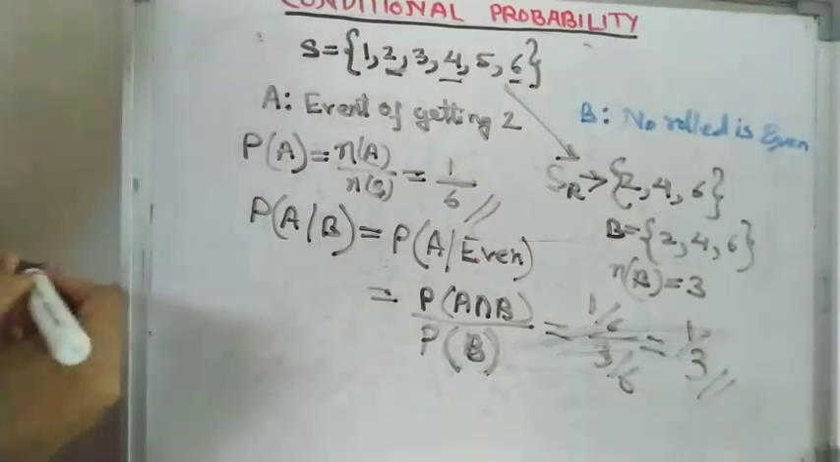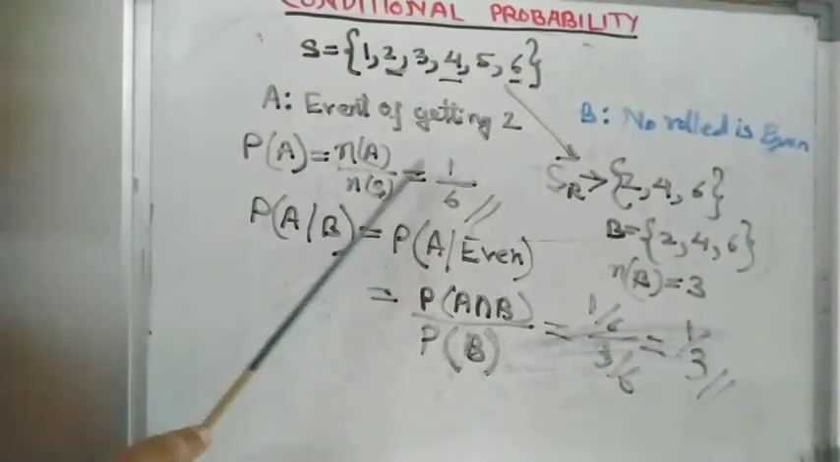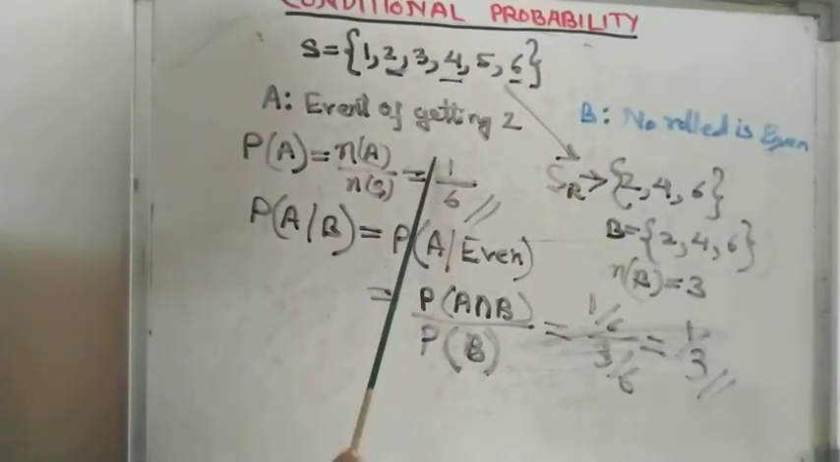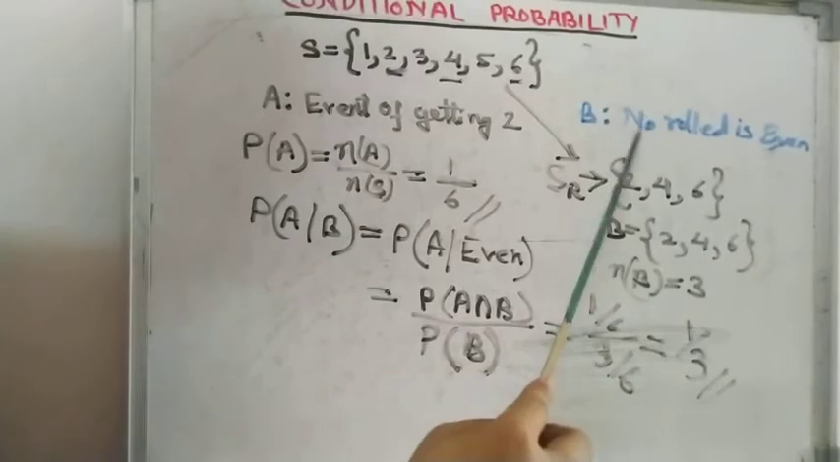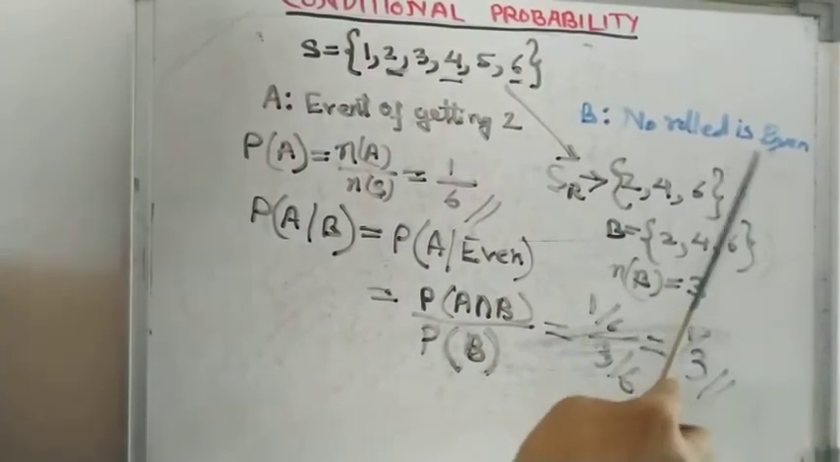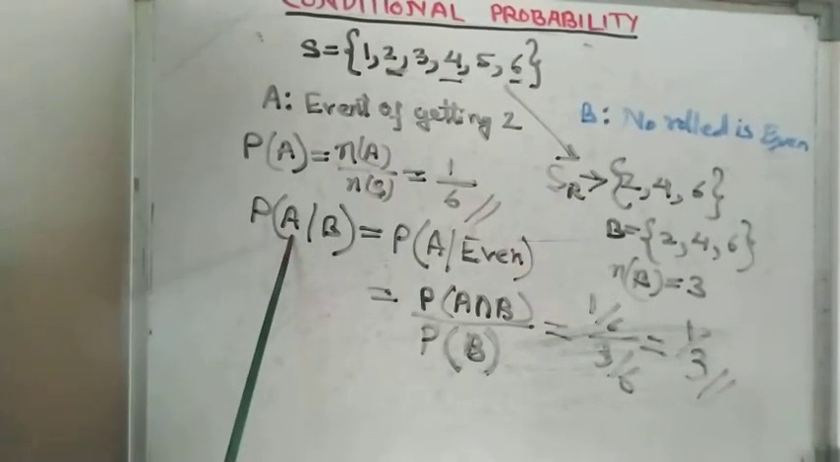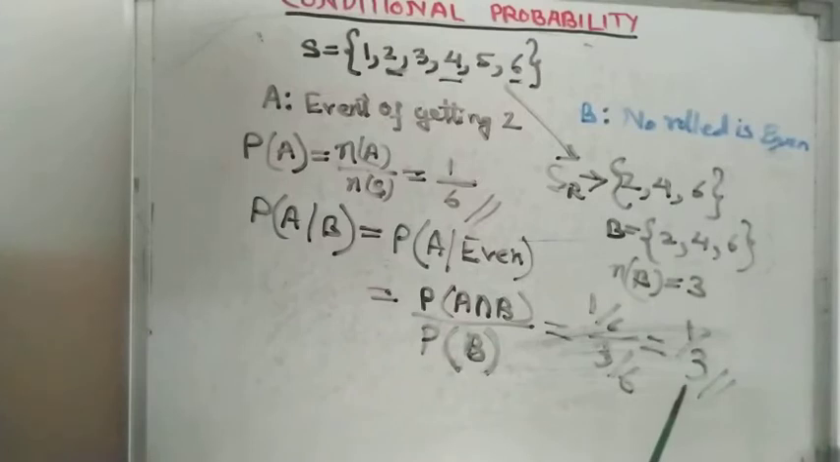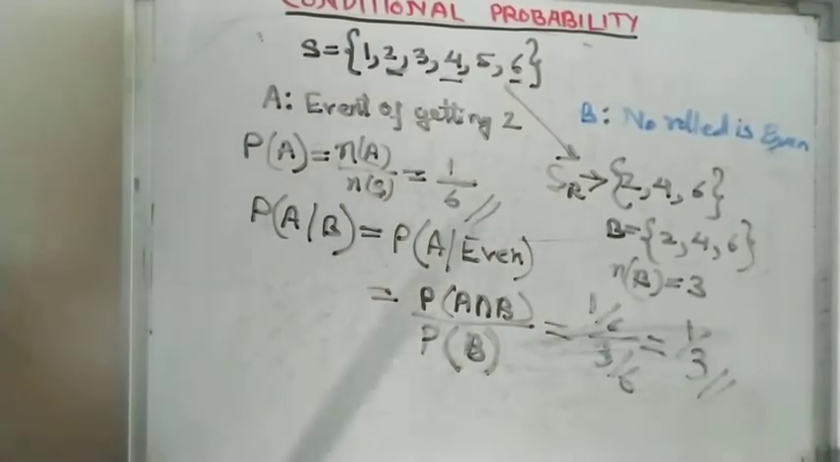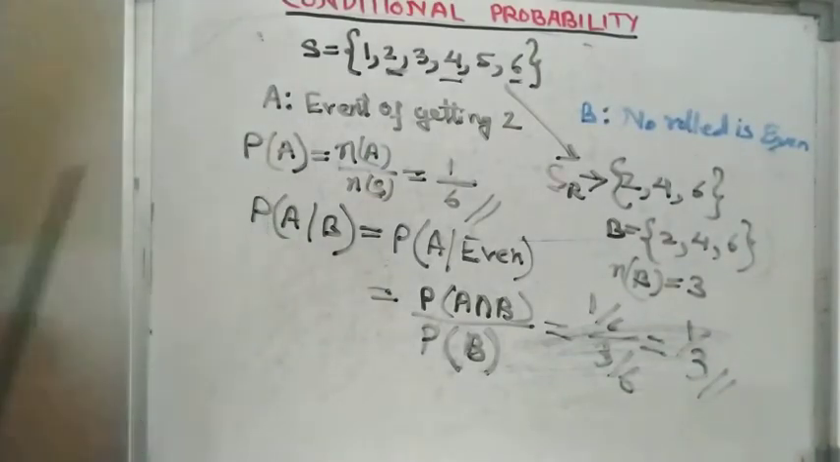That means the unconditional probability is 1 by 6. When we directly find the probability of A, it will be 1 by 6. When we utilize this information, the B information, that means the hint given to us, and use it to find the probability of A, in that case we get 1 by 3. That means the probability will be double. So we get a different probability when we find it directly or when we use conditional probability.